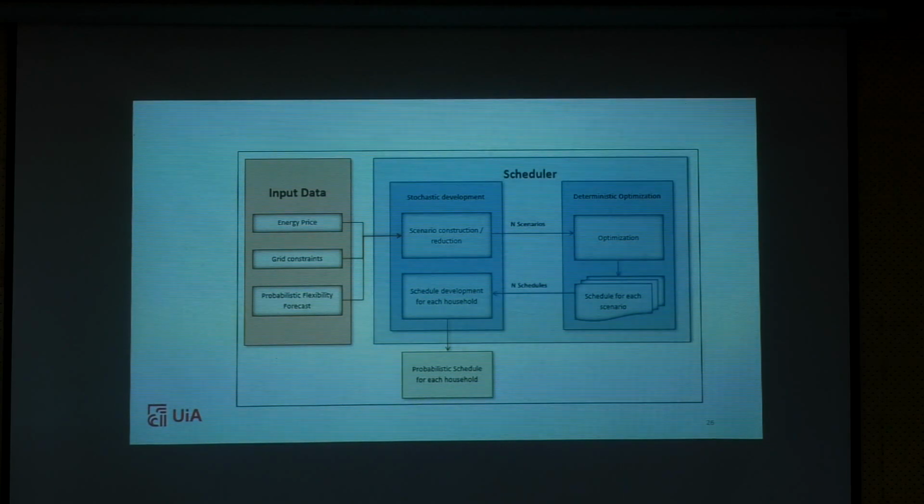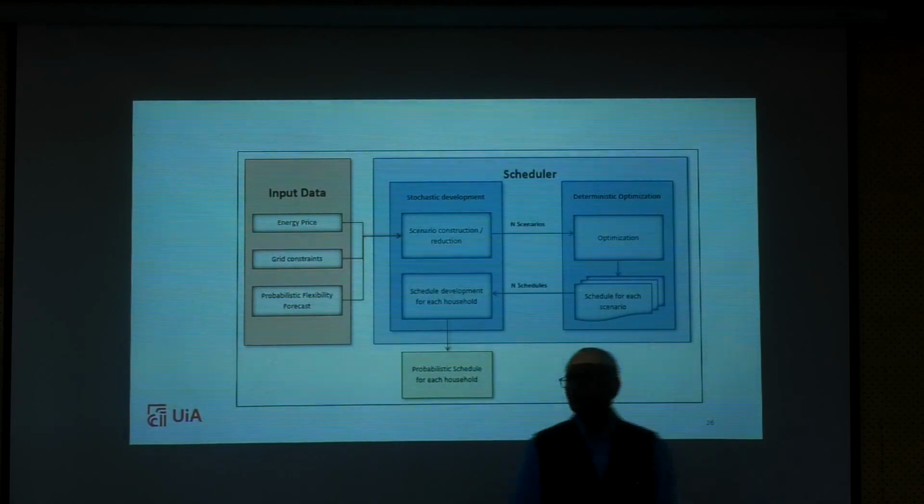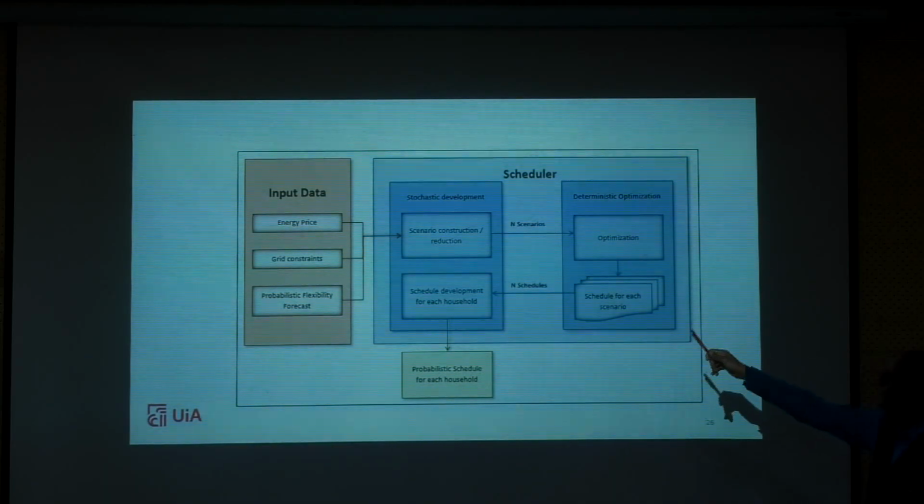So, here you can see what input data is going to be required for the scheduler for developing a probabilistic schedule for each household. The input data includes energy pricing, because I mentioned that real time energy pricing is going to be there, and grid constraints. We also have to consider a probabilistic flexibility forecast. So, that information we need in the scheduler also. In the scheduler, we can then create scenarios with the help of stochastic scenario construction and reduction also.